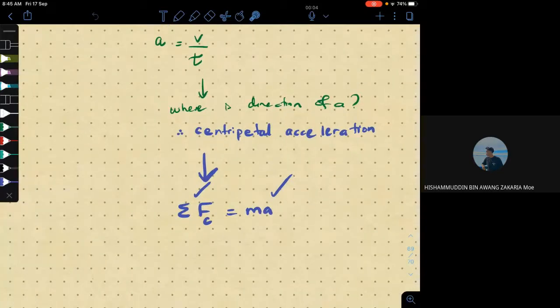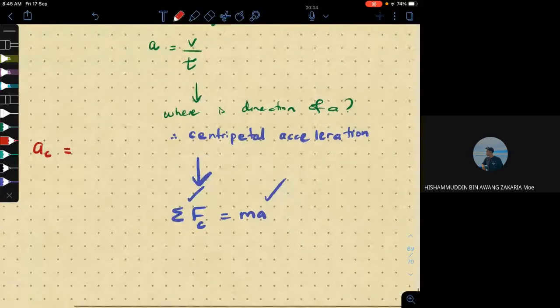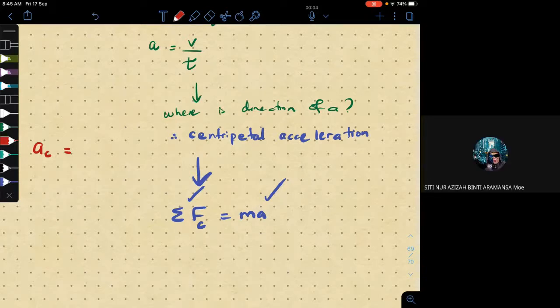Formula acceleration ni, dia ada formula kan? Apa formula dia? Siapa ingat? Dah kat dalam nota. Velocity square over R. Okay, V square over R.